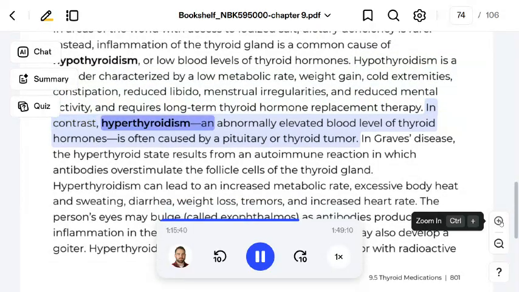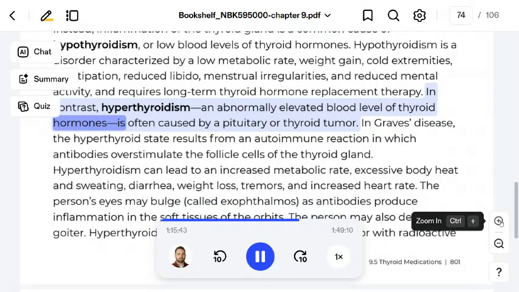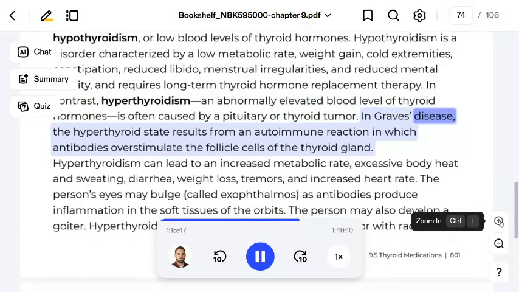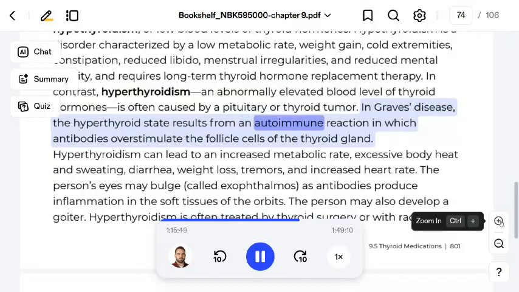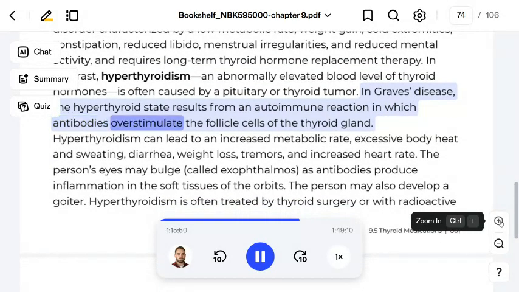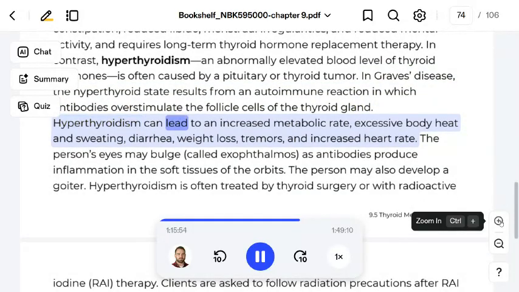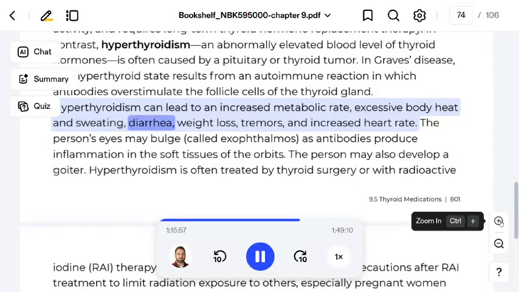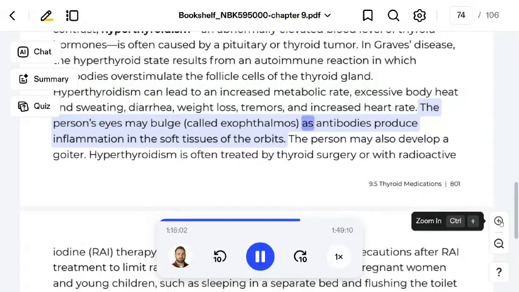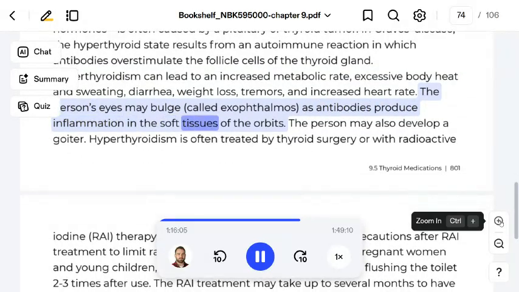In contrast, hyperthyroidism, an abnormally elevated blood level of thyroid hormones, is often caused by a pituitary or thyroid tumor. In Graves' disease, the hyperthyroid state results from an autoimmune reaction in which antibodies overstimulate the follicle cells of the thyroid gland. Hyperthyroidism can lead to an increased metabolic rate, excessive body heat and sweating, diarrhea, weight loss, tremors, and increased heart rate. The person's eyes may bulge as antibodies produce inflammation in the soft tissues of the orbits. The person may also develop a goiter.